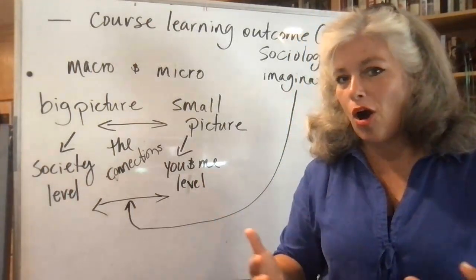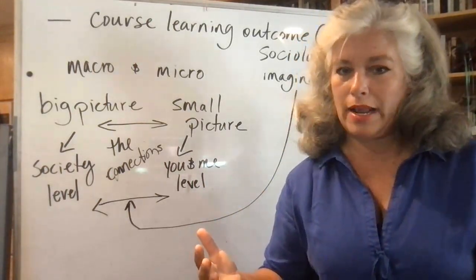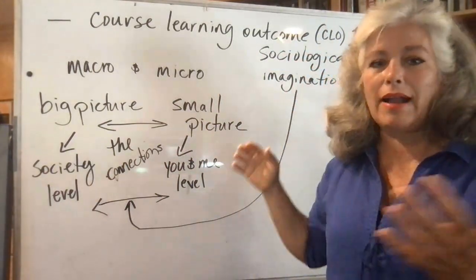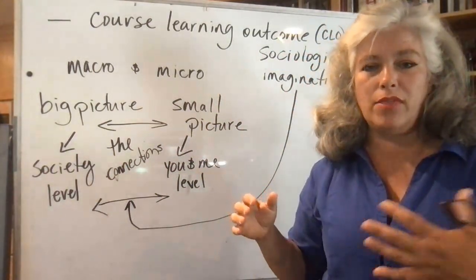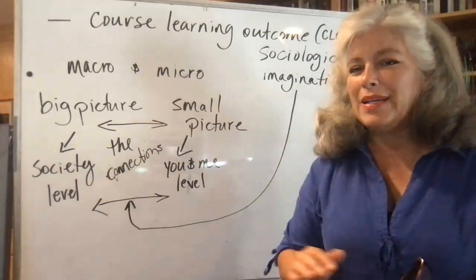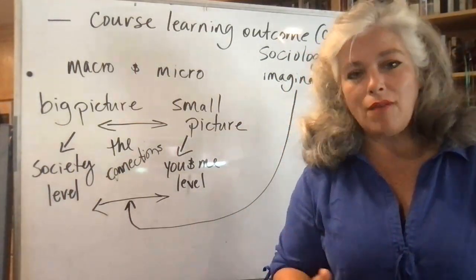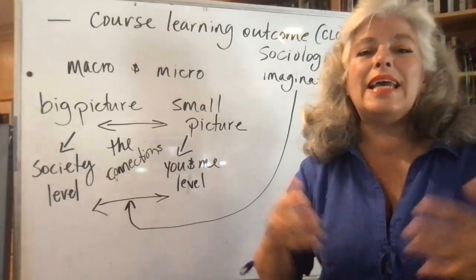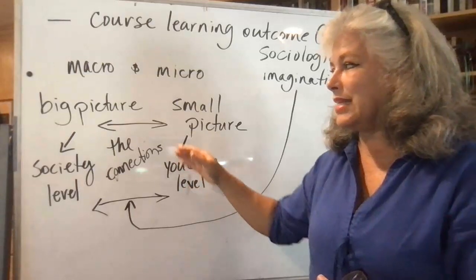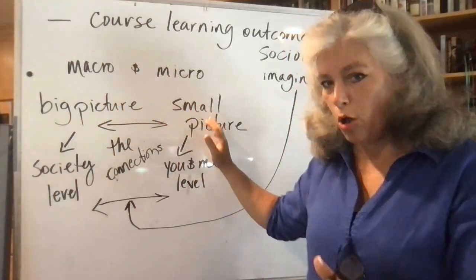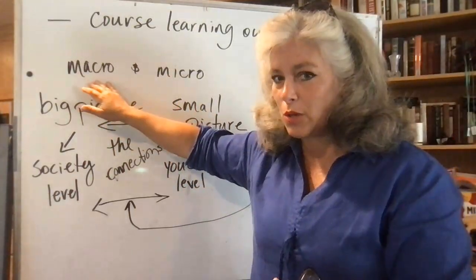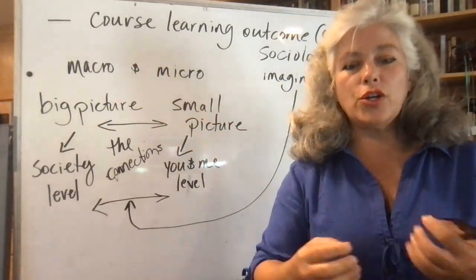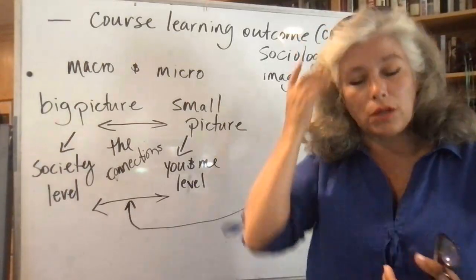And technically, all of the course learning outcomes, not just course learning outcome number one, like I have highlighted at the top of the whiteboard behind me, but technically all four of our course learning outcomes, it is necessary to understand the difference between the big picture and the small picture, or macro sociology and micro sociology, in order to understand those topics thoroughly.